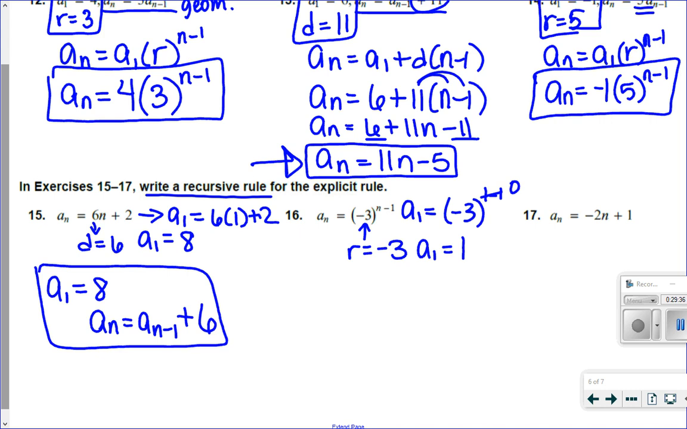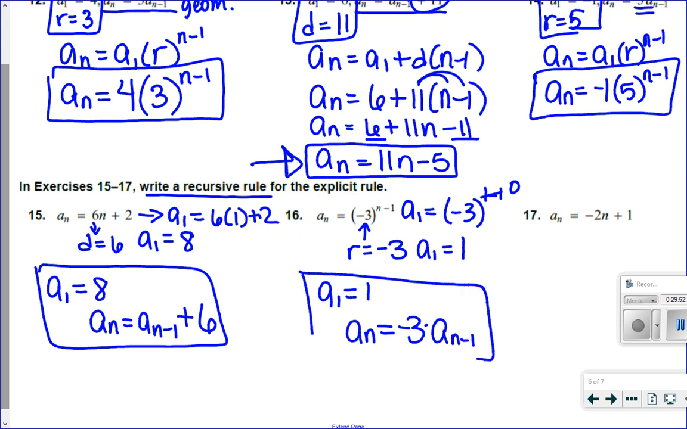Once I have those two ingredients, I can write my recursive. All I'm going to do is describe this pattern. I'm going to say, hey, we started at 1, and every new term in this sequence is simply negative 3 times the term right before it. And there's my recursive description or explanation. Okay?